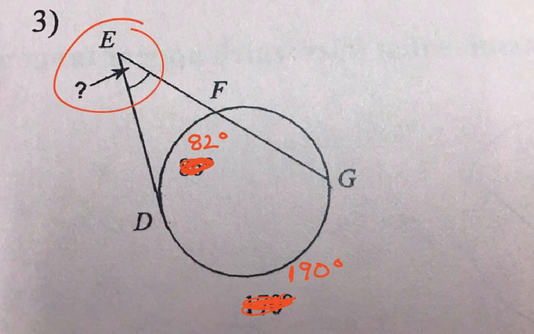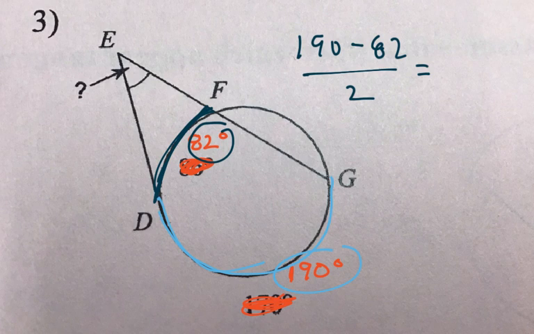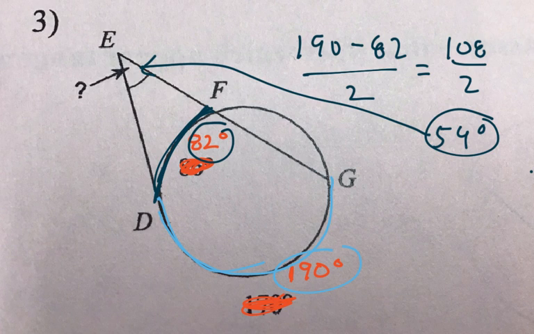Notice this angle here is also outside the circle. And we already know that from here to here is 82. And we know from here to here is 190. And so therefore, what does our rule say? We take the bigger arc, 190, minus the smaller arc, 82, and divide by 2. So I'm going to take 190 minus the 82. That's 108, divided by 2 is 54 degrees. So this angle outside is 54 degrees.